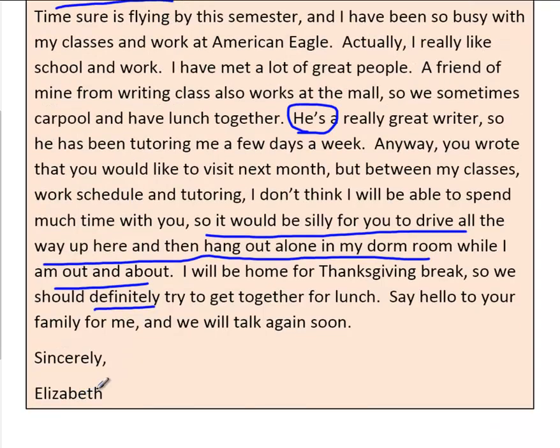Finally, look at the way she closes the letter. "Say hi to your family for me, and we'll talk again soon." So we know she won't be spending any time with him over Thanksgiving break, and then she finishes the letter with sincerely. Who closes a message to their true love with sincerely? So the future doesn't look too bright for Michael and Elizabeth. In fact, I would venture to guess that the present isn't even an option for them at this point.